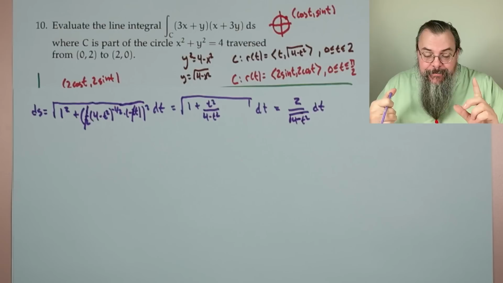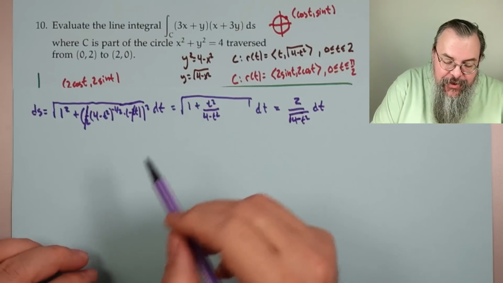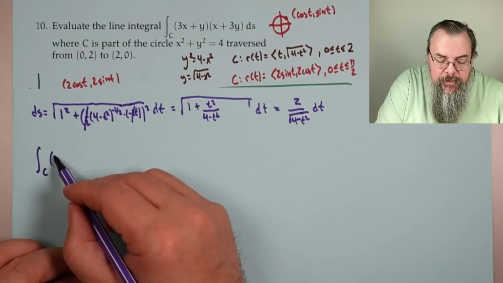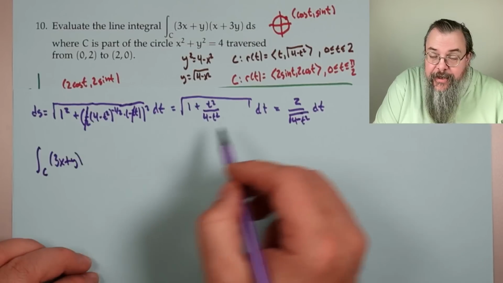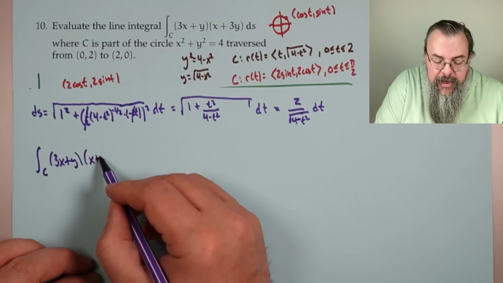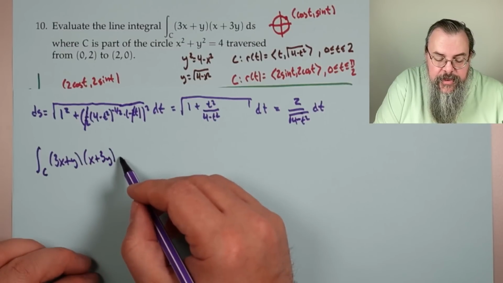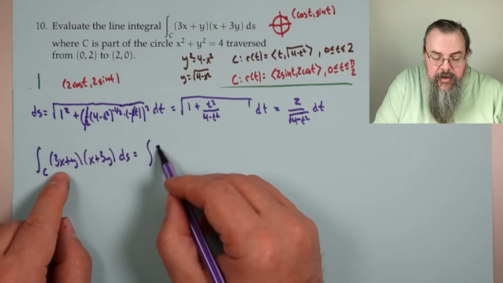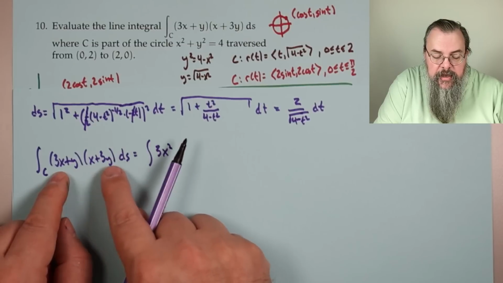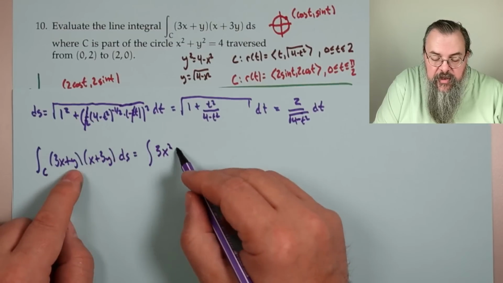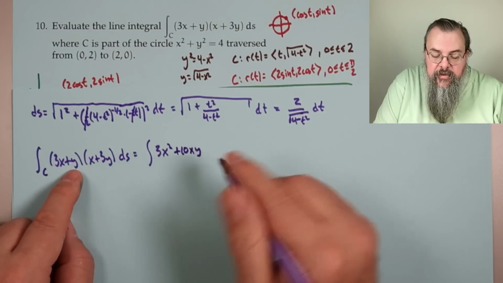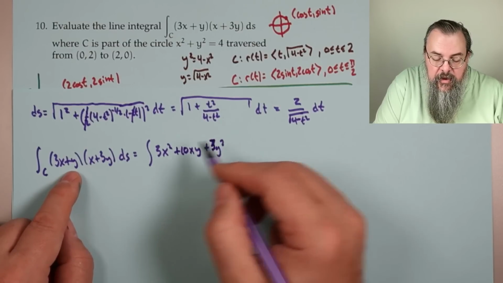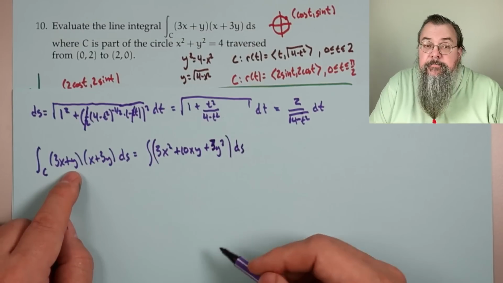Okay, we're doing good. Now, let's do our integral. So we have our integral along our curve, and before we plug in this expression, let's go ahead and multiply out, just so we know what's coming. So this is going to be the integral. We have 3x squared, and then we're going to get 9xy plus xy, so that's plus 10xy, and then plus 3y squared. All right, and that's going to be our ds.